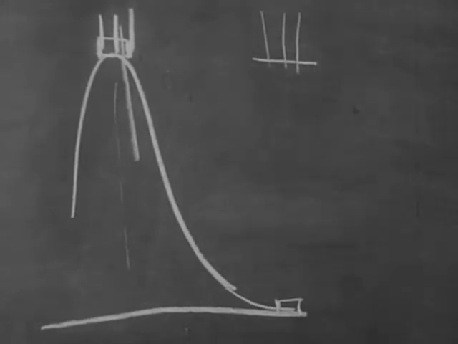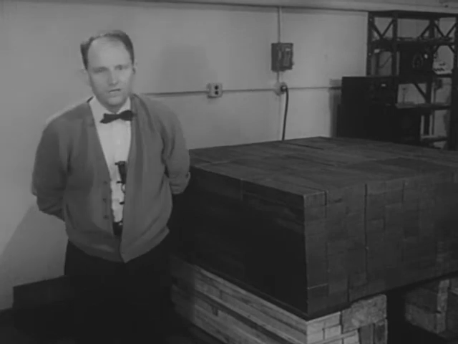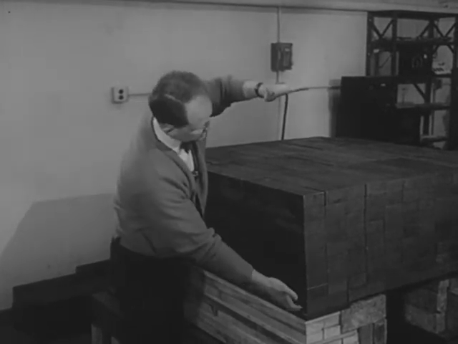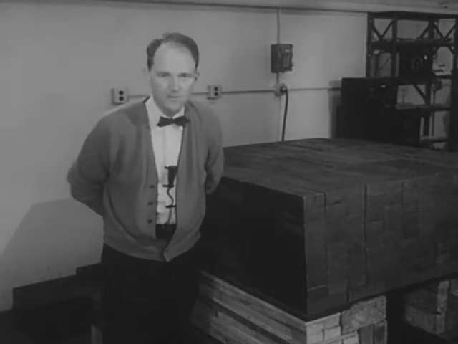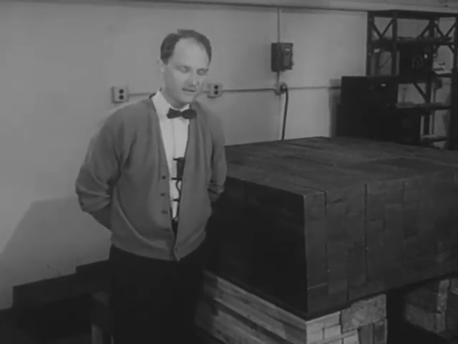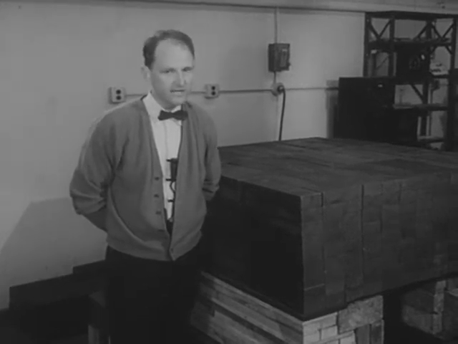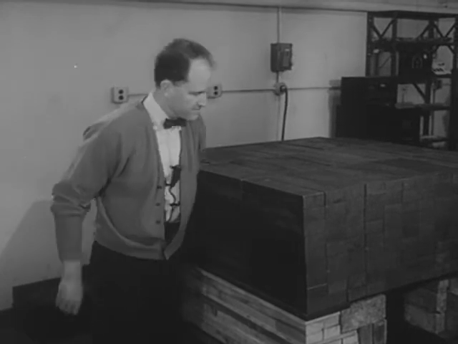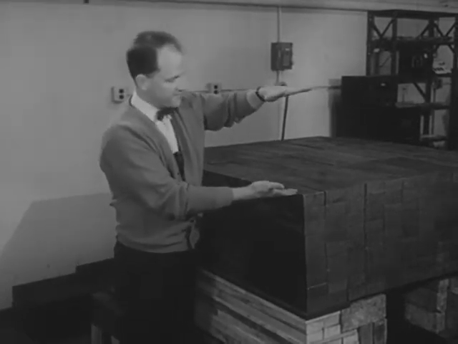Now, there's one thing different about our equipment down here. On top of Mount Washington, we used a layer of iron about 2.5 feet thick to select our mesons. But between here and 6,000 feet, there's a layer of air equivalent in slowing down power to 1 foot of iron. So to compensate, we've removed 1 foot of iron from our stack.